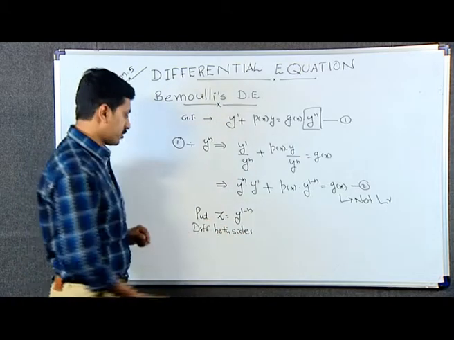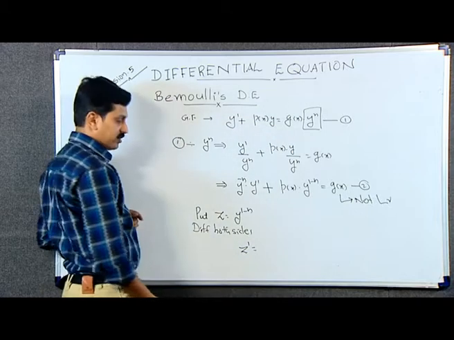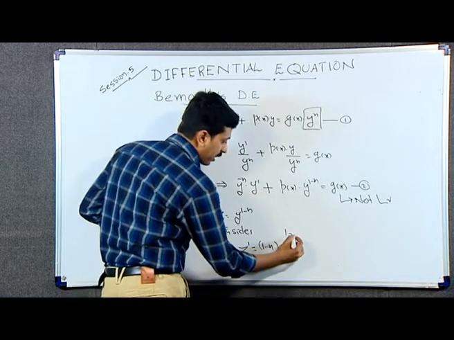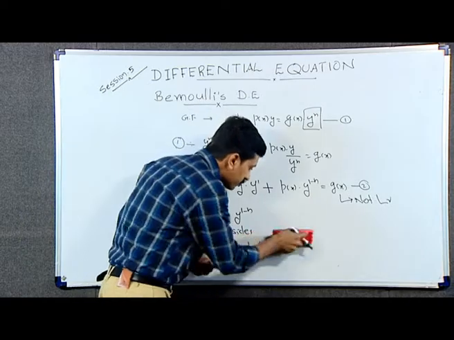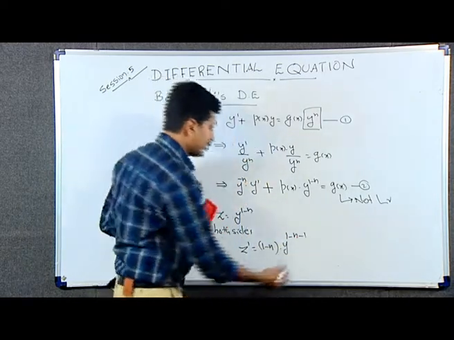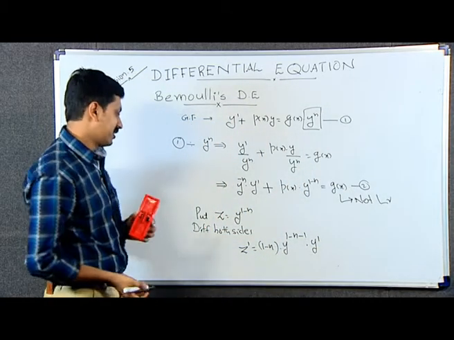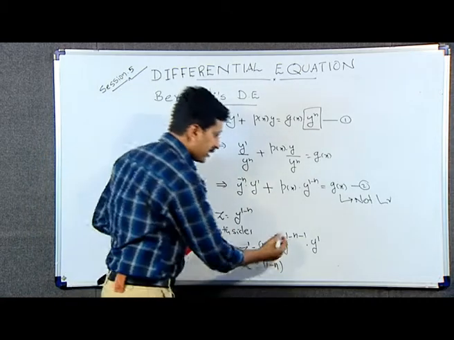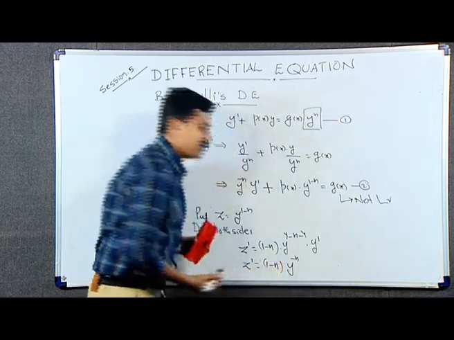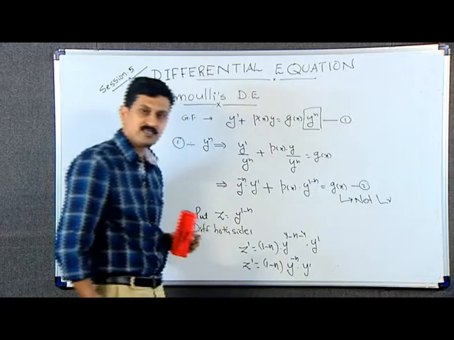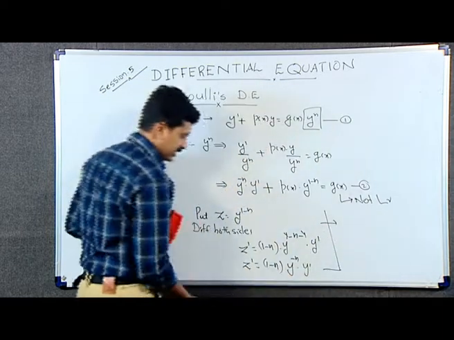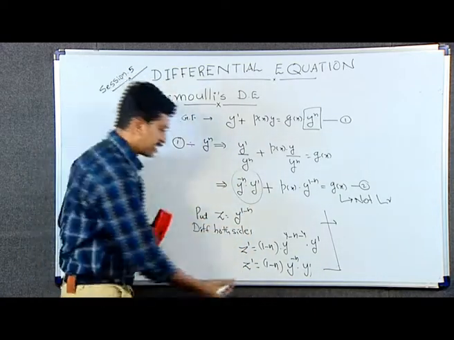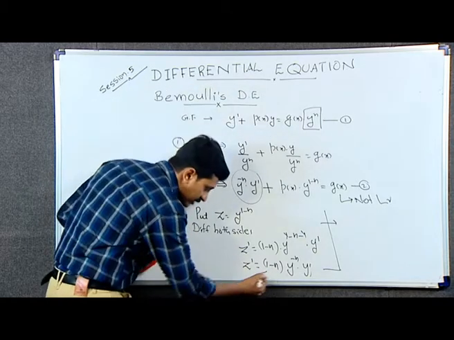While differentiating on both sides, we will have z' = derivative of y^(1-n), that is (1-n) y^(1-n-1) times the derivative of y, that is y'. That is z' = (1-n) y^(-n) y', since plus 1 and minus 1 cancel. From here, the first term is y^(-n) y', and the extra factor is 1 - n only.